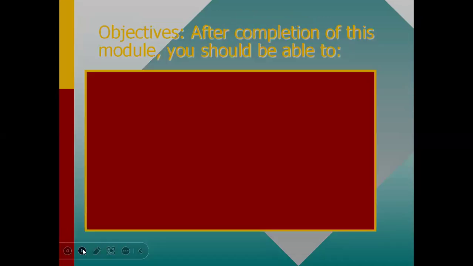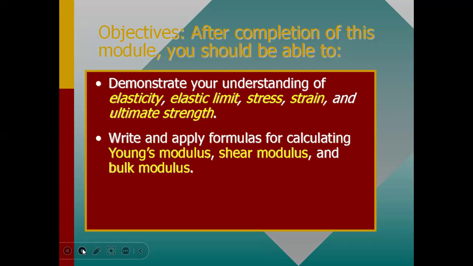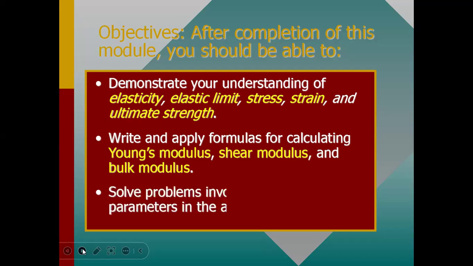So now, after completion of this module, you should be able to demonstrate your understanding of elasticity, elastic limits, stress, strain, and ultimate strength. Then write and apply the formulas for calculating Young's modulus, shear modulus, and bulk modulus, and solve problems involving each of the parameters in the above objectives.